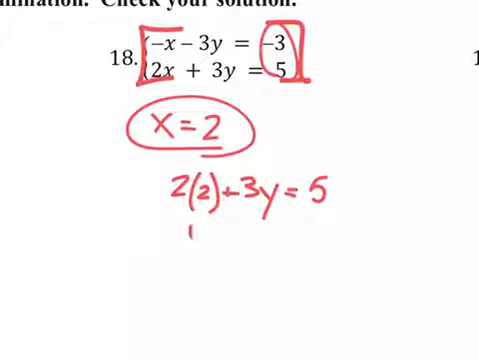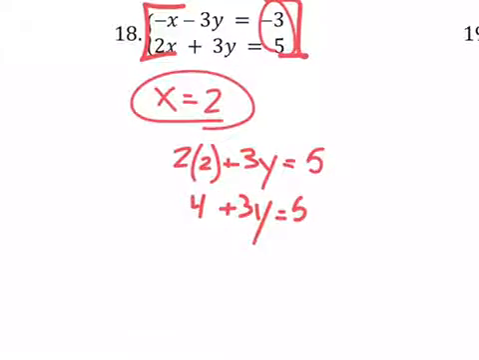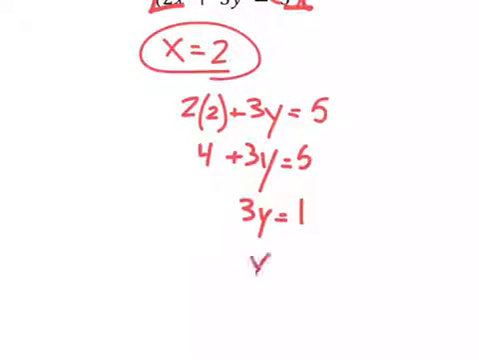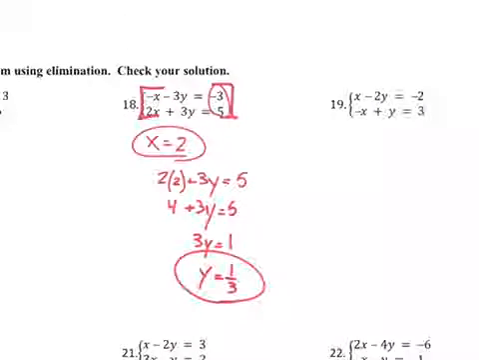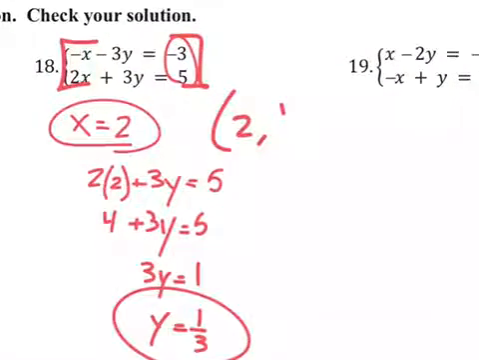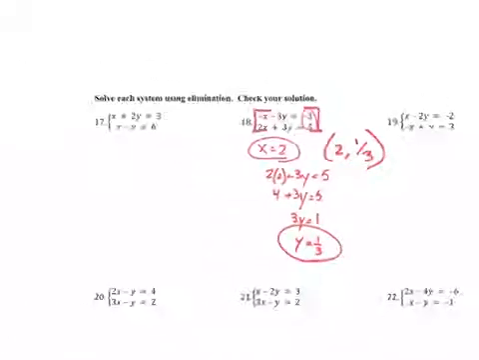Plug in a 2, so we have 4 plus 3y is equal to 5. Subtract the 4 from both sides to get 3y is equal to 1. Divide both sides by 3 to get y is 1/3. Are fractions allowed? Absolutely. So we have 2 and 1/3. Alright, so some of them add together very nicely like that.